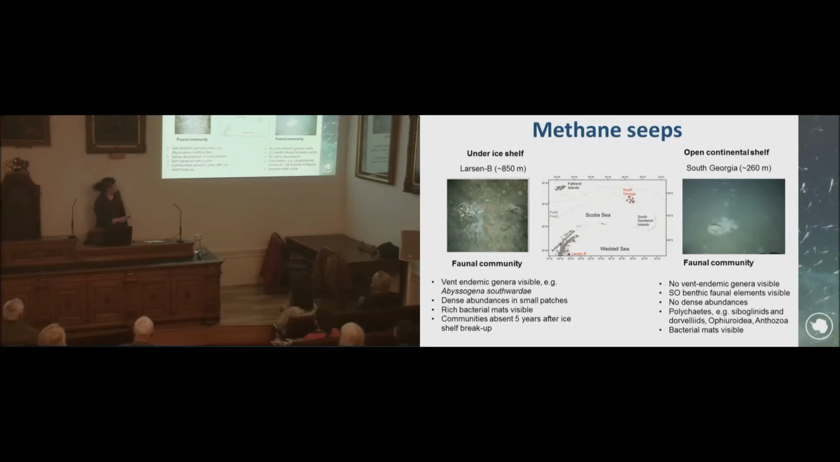Then, on the other hand, we discovered methane seepage around South Georgia. We discovered more than 1,500 methane seepage sites on the South Georgia floor in a cruise last year. And you can see one of them here with the bacterial mats. We don't have any vent endemic fauna. Even the normal Southern Ocean benthic fauna is almost absent from the community. We don't have dense abundances. If we find some animals in the methane seep areas, it's siboglinid and dorvilleid polychaetes, some anthozoans, and the brittle stars that we have everywhere in the Antarctic.